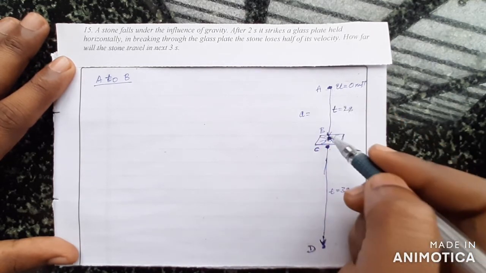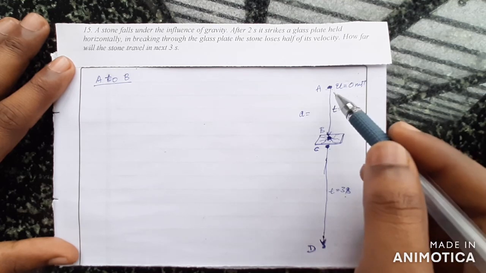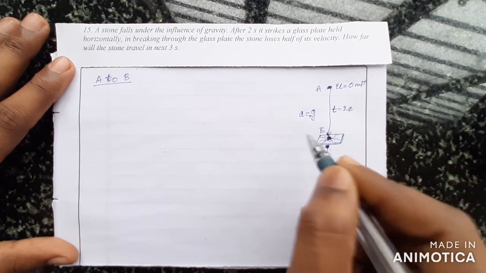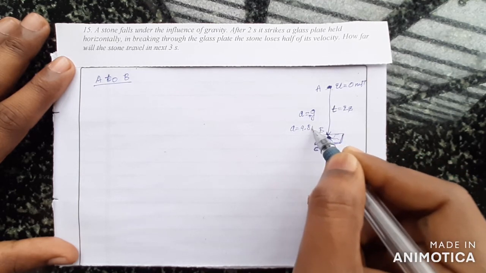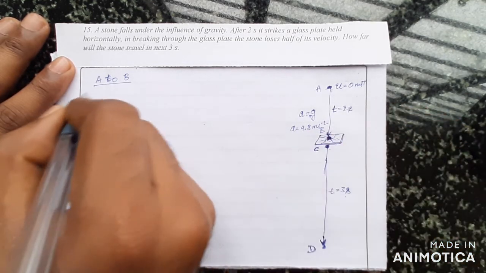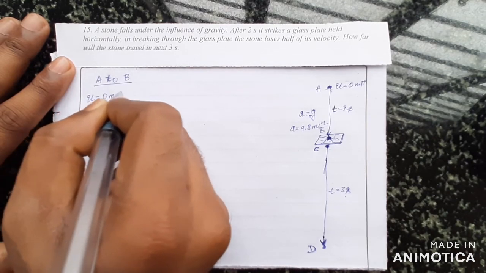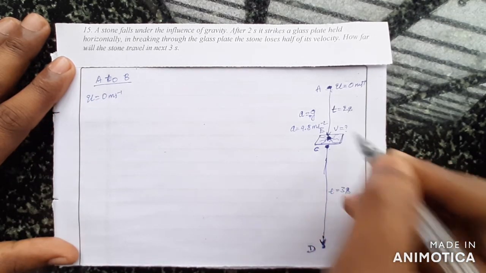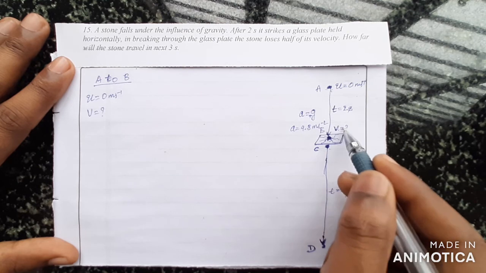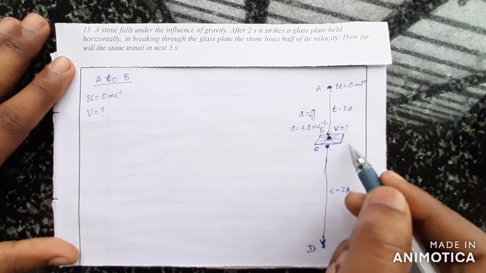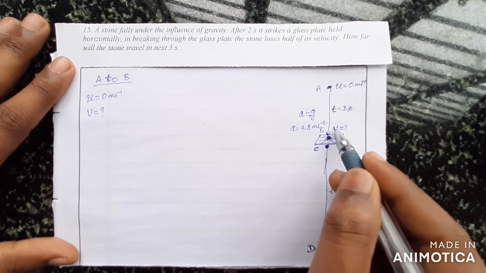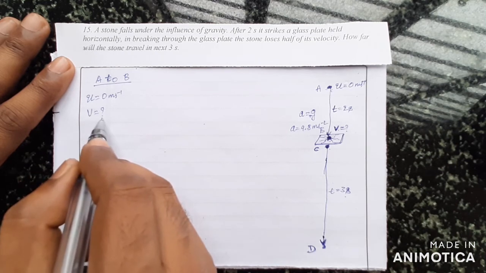What is the acceleration of the stone? When the stone falls downwards under gravity, acceleration is equal to plus g, which is 9.8 meter per second squared. So from A to B, initial velocity is 0 meter per second. Final velocity has to be calculated. Why do we need this final velocity? Because half of this final velocity will be the initial velocity at C. That is why I need V.